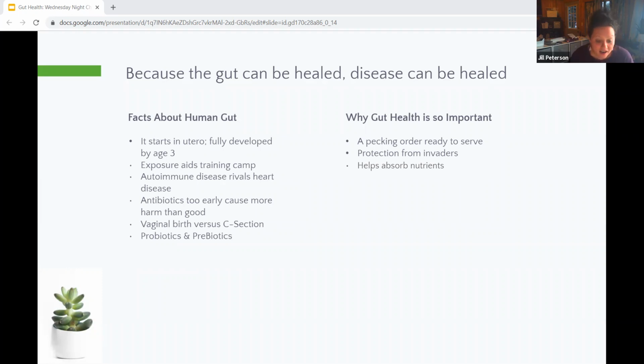Another fact that I'll share with you guys is that you have about 3 to 4.5 pounds of bacteria in your gut. They are highly, highly organized, and they work together in a pecking order. So if our gut is ever sterilized, we literally would not survive.